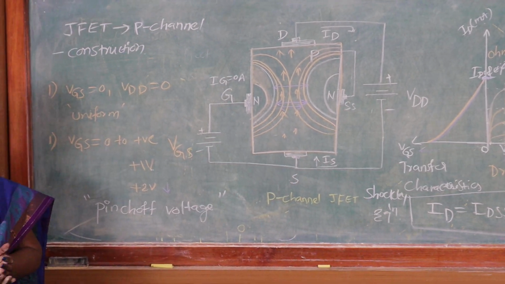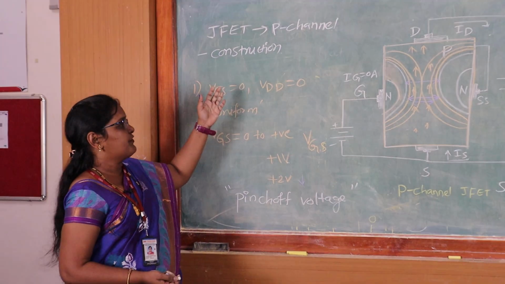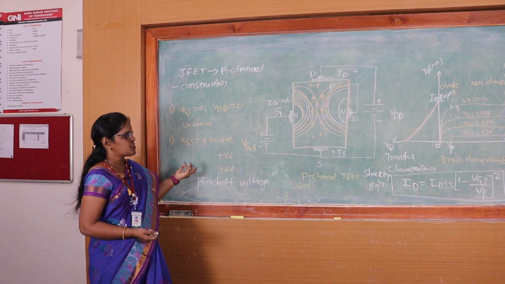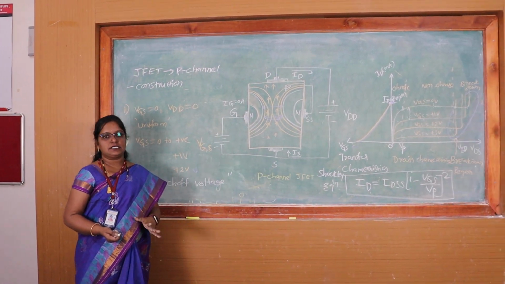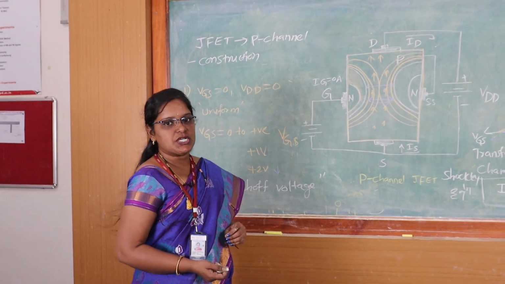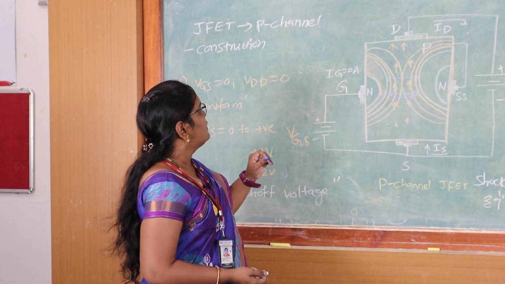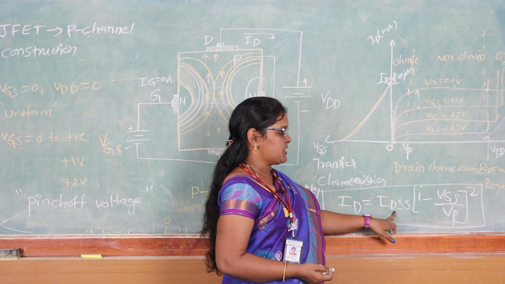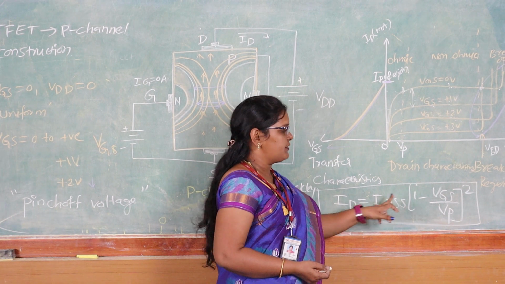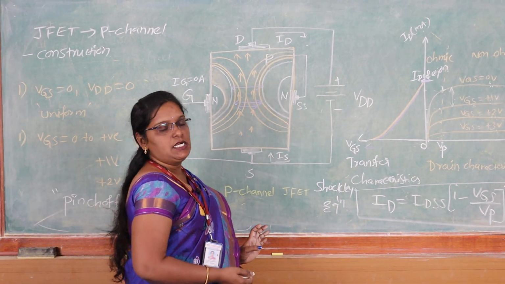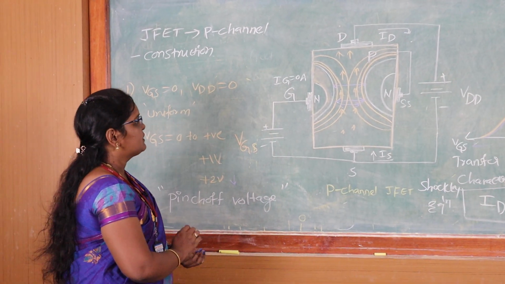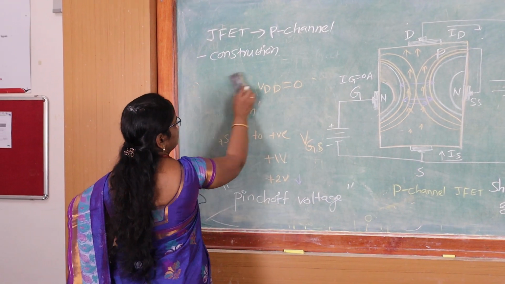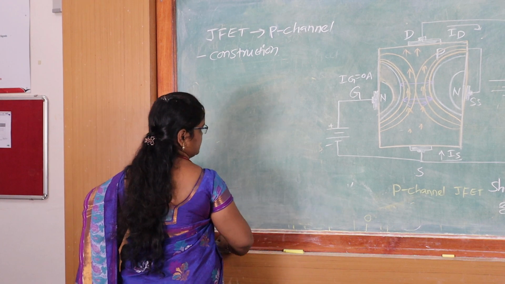This is the introduction to the junction field effect transistor and its construction, operation and characteristics. So using this junction field effect transistor, we can get the maximum amount of drain current. IDSS is the saturation current and ID is the current after applying the potentials across the terminals. So the symbol for the junction field effect transistors is like this.